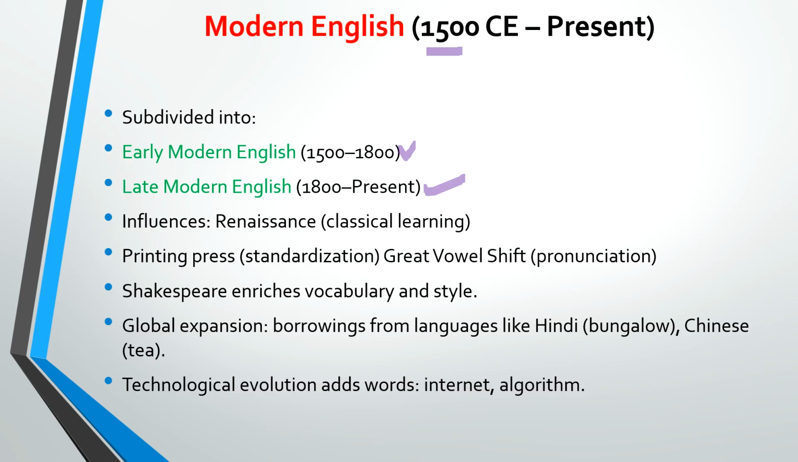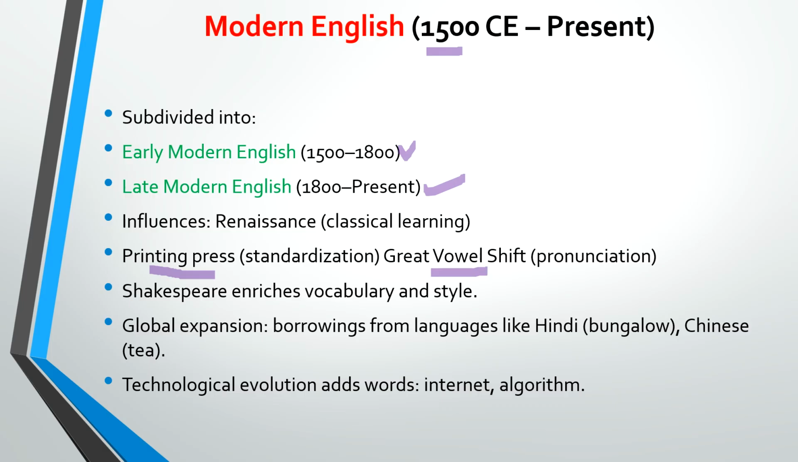Renaissance classical learning influence is seen in this period, and the period also saw the standardization of English, largely due to the introduction of the printing press. There was also a Great Vowel Shift during this time, with changes in vowel pronunciation. We see Shakespeare enriched vocabulary and style during the period.